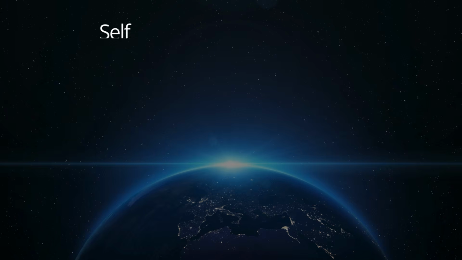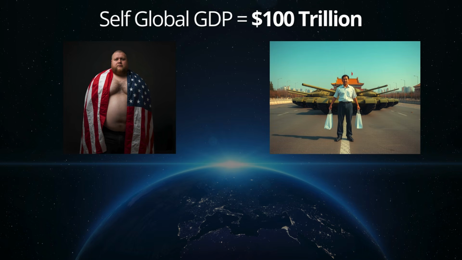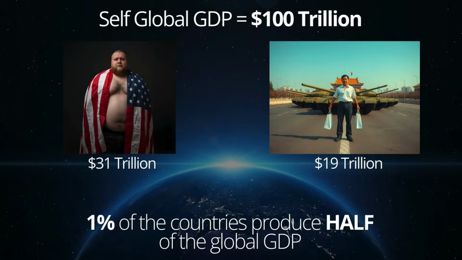How about global GDP? The global GDP is about $100 trillion worldwide. Take the same 1% of the countries, or 2 countries, the United States and China, and add their GDP up. The U.S. GDP is about 31 trillion and China's GDP is about 19 trillion. Together, that's about $50 trillion, or exactly half the global GDP, and it comes from just 1% of the countries. Let's look at something else.